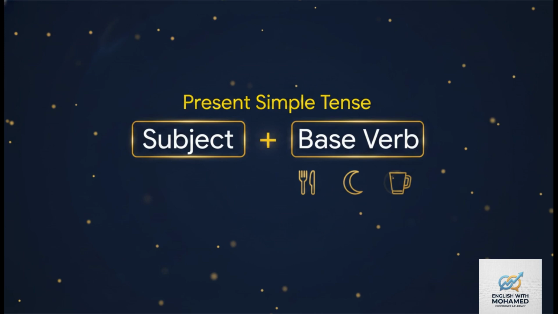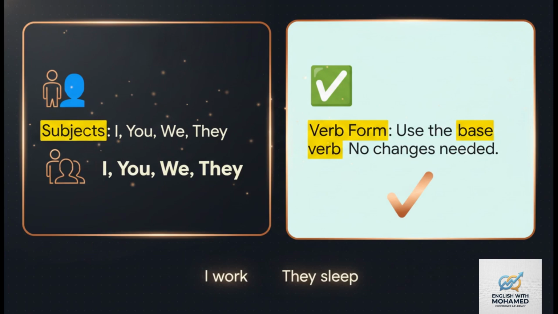All you need is your subject, the who or what, and the base form of the verb. That's the verb in its simplest, most basic form, like eat, sleep, or drink. No extra endings, no frills. And for these subjects here, I, you, we, and they, it is an absolute breeze. You just put that base verb right after the subject. I work. You eat. They sleep. Simple, right? But don't get too comfortable, because things are about to get just a little more interesting.